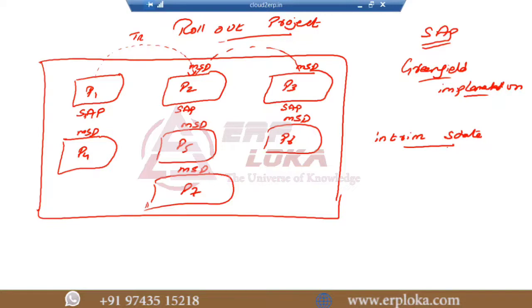Okay, so that is nothing but a rollout project. When we say Greenfield, you are going to completely implement SAP in all the plants. When we say conversion, you are going to convert the project from ECC to S4HANA. When we say a rollout project, you are going to create SAP in one plant first, and then you are rolling the configuration from one plant to the other plant.